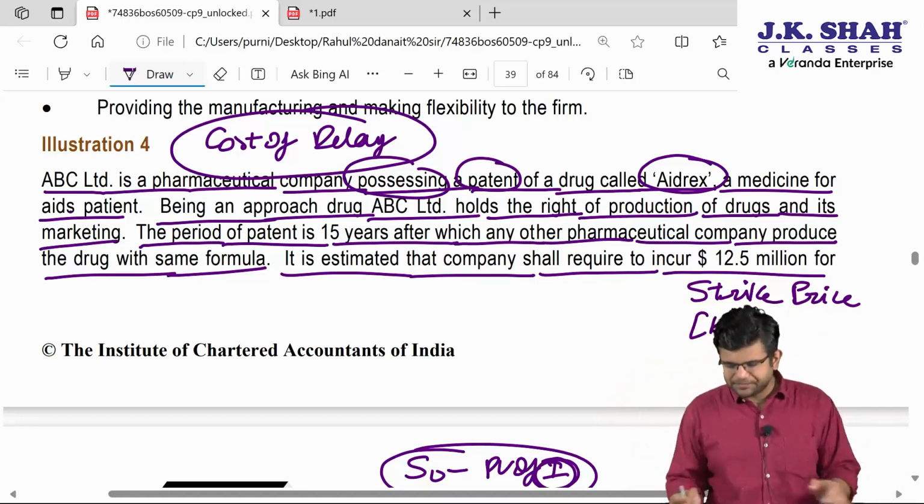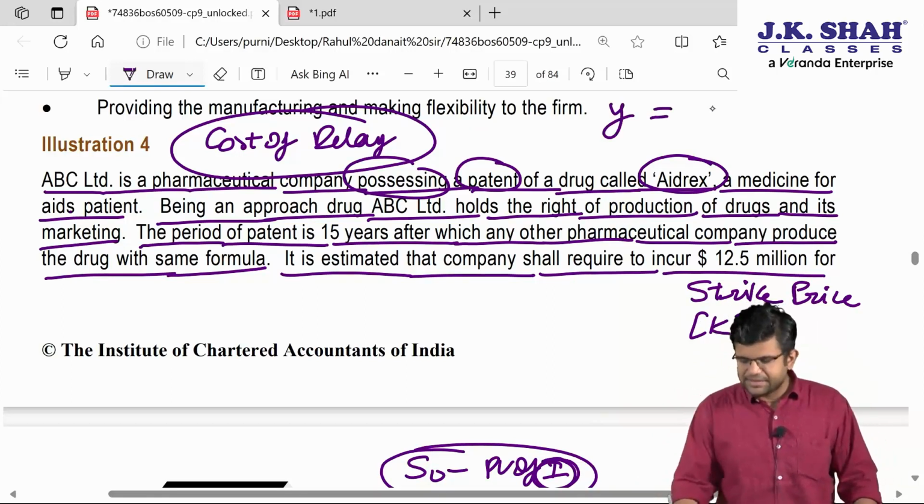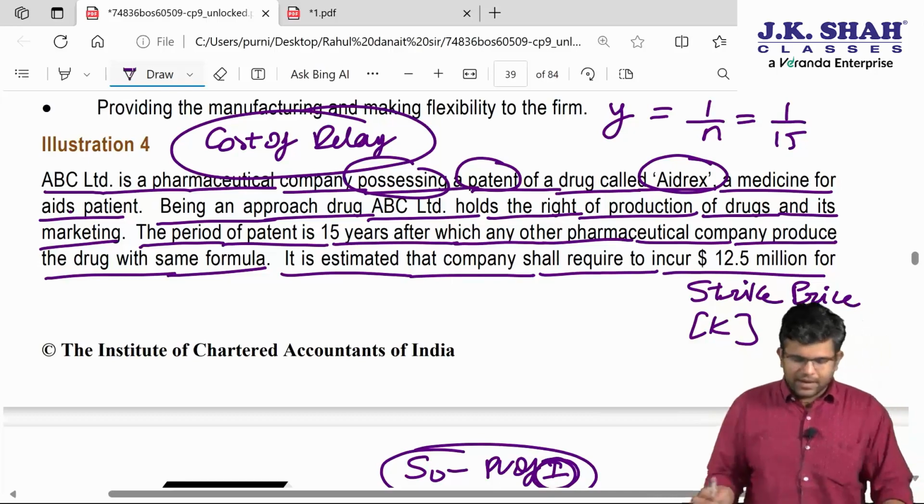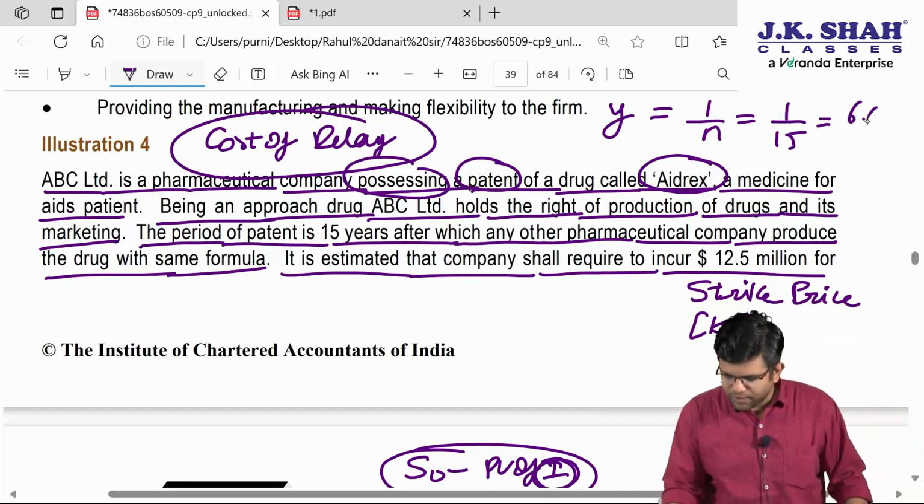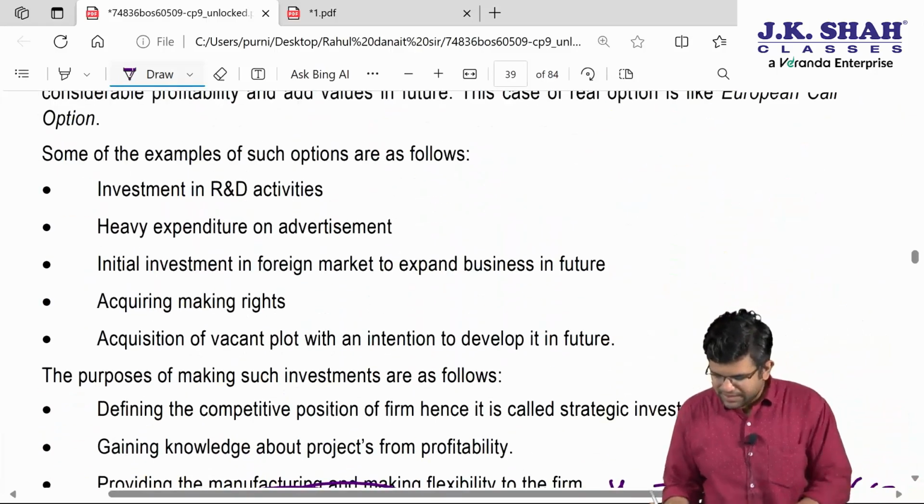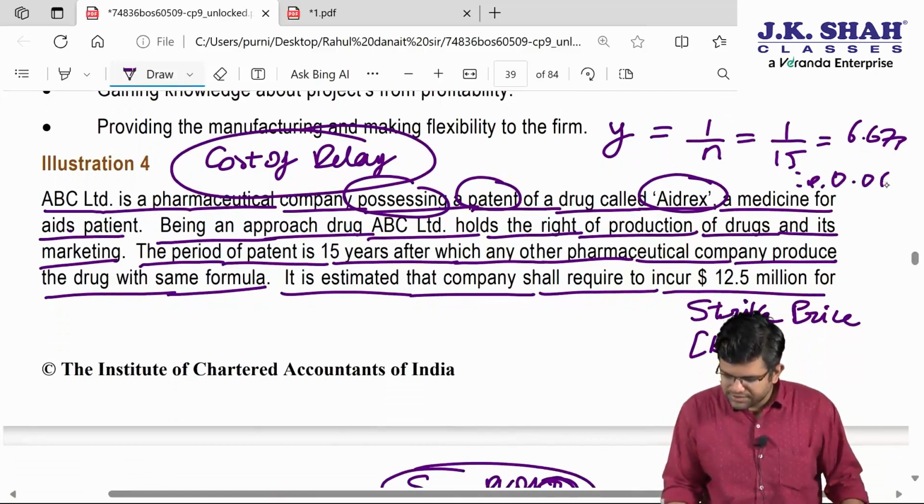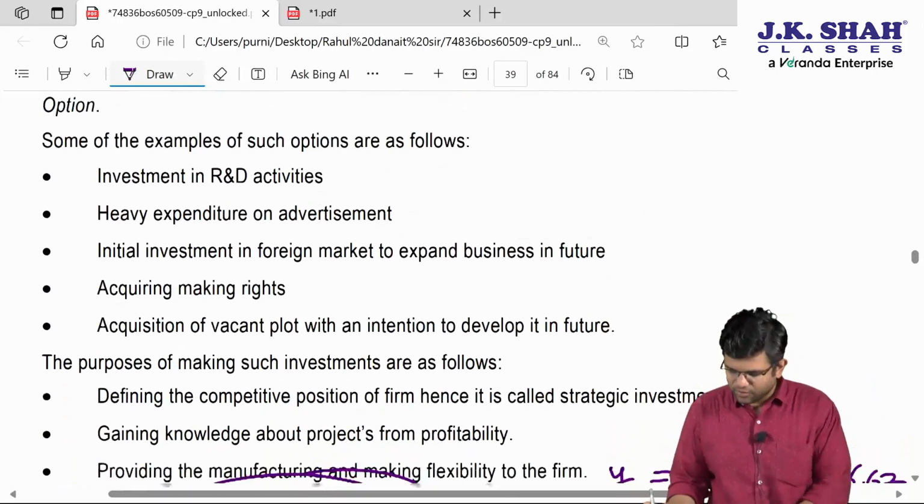And that, students, has been expressed by all valuation models as y is equal to 1 by n, that is 1 by 15, right? So if I take the calculator, this is 1 divided by 15, and that comes to 6.67%, that is nothing but 0.0667.